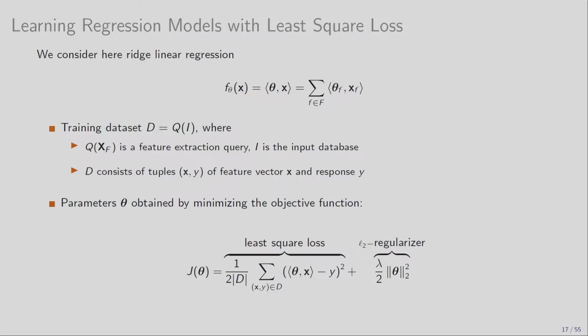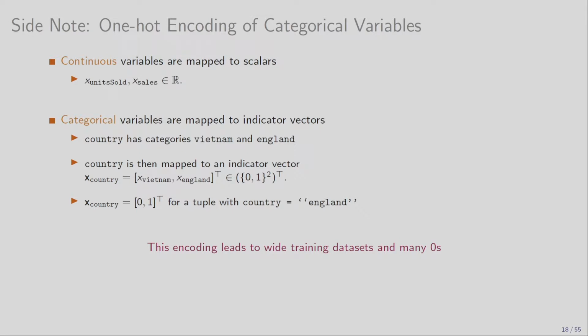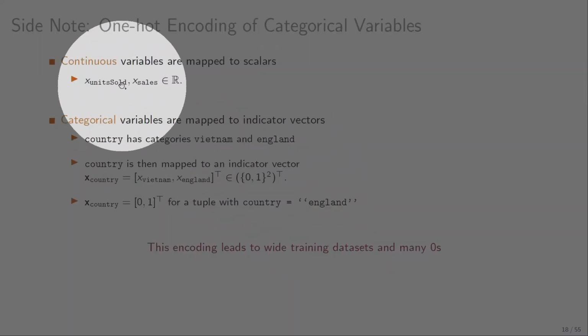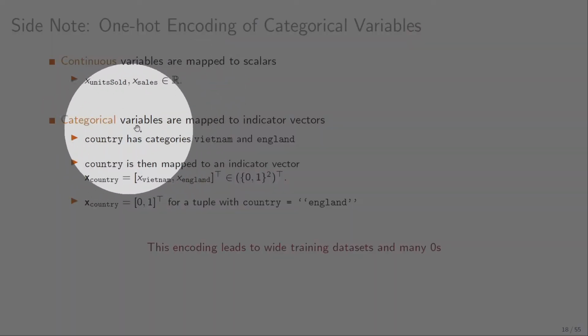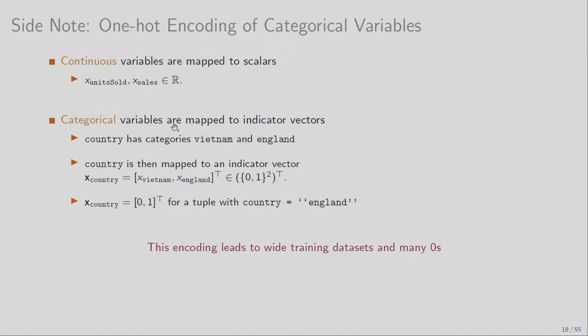But before showing how to do that, let me give you a brief side note on one-hot encoding of categorical variables. We have two types of variables or features in our case. We have the continuous ones, and they are mapped to scalars. So in that case, we can talk about x_unit or sales. These are real values. Or we can have categorical variables, and they are normally mapped to indicator vectors. If you remember, we discussed indicator vectors a little bit yesterday, in the context of an aggregate query.